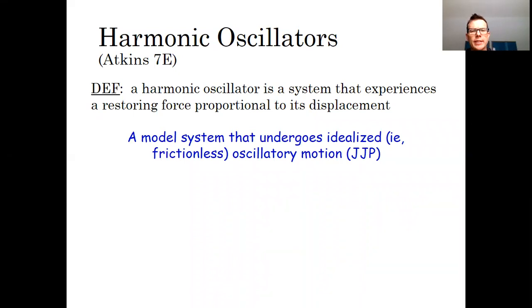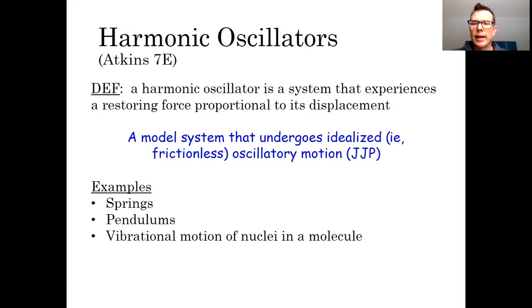What I would tell you instead is that a harmonic oscillator is a model system that undergoes idealized oscillatory motion. And by idealized, we usually mean frictionless. It's perfect. Even that might be a little abstract, and so there are actually a lot of common examples that you studied in your physics class. Springs, Hooke's law: the force is proportional to the displacement. It oscillates back and forth. That's an example of a harmonic oscillator.